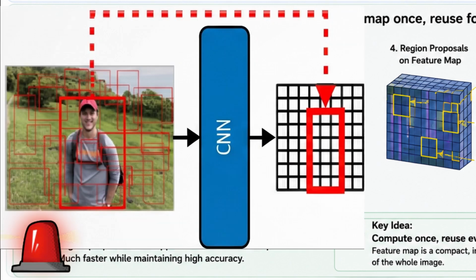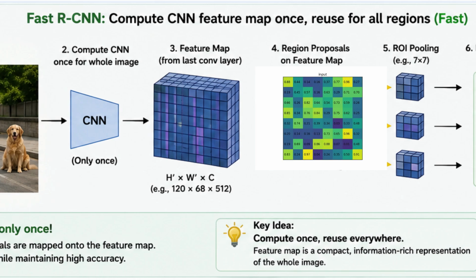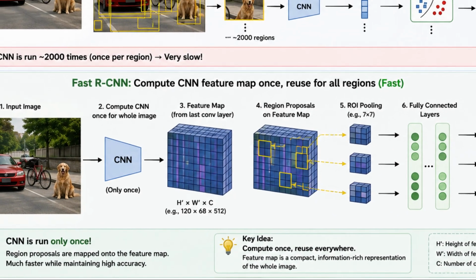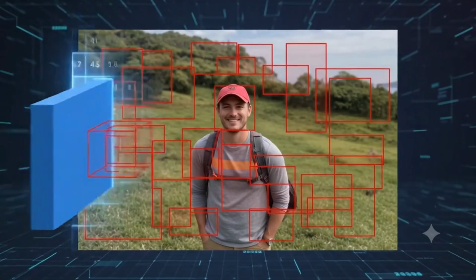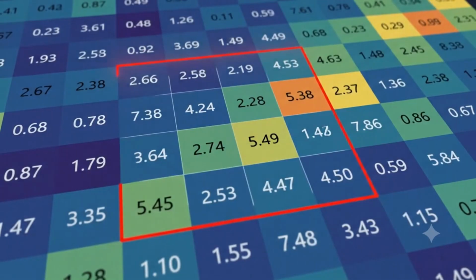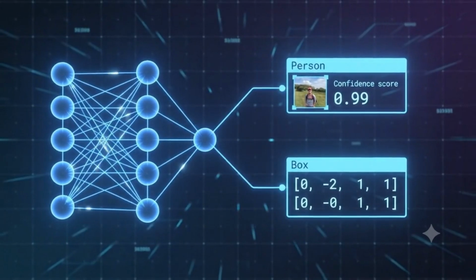Now, instead of cropping the original image, every region proposal is projected onto this feature map. Each region is then converted into a fixed-size representation using ROI pooling. Finally, those features are passed to the classifier and the bounding box regressor. The key advantage is that the expensive convolutional computation is performed only once. All region proposals simply reuse the same feature map. That is why Fast RCNN is dramatically faster than the original RCNN.